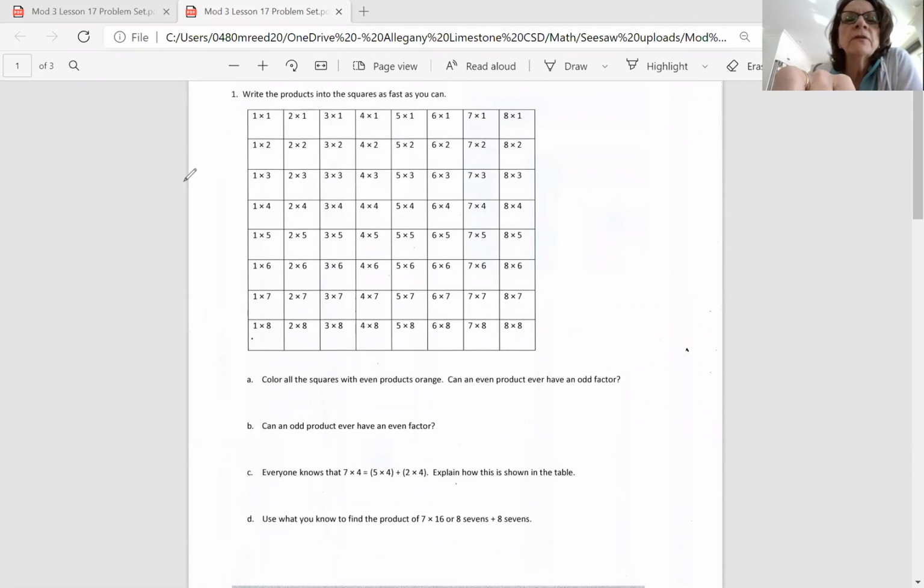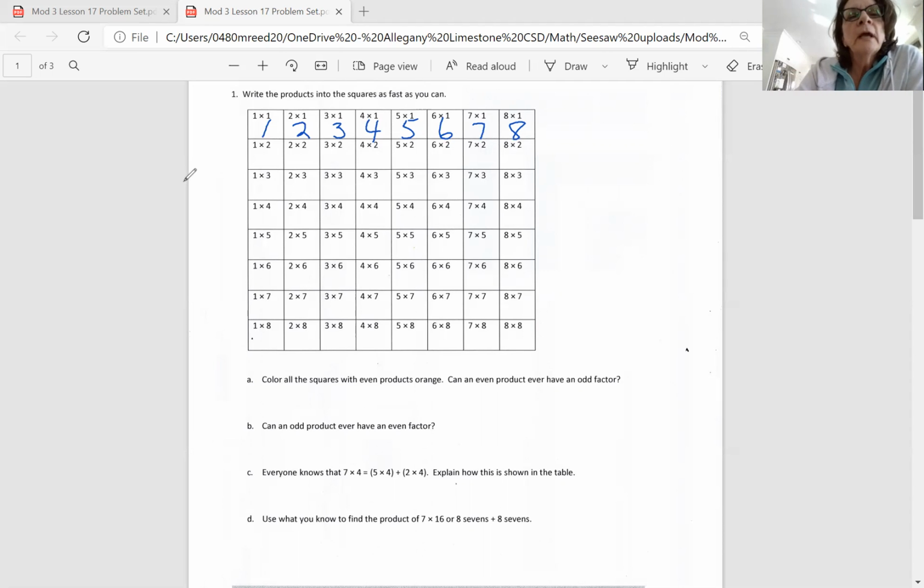If we go across the first row, we have 1 times 1, which is 1, 2 times 1, which is 2, 3 times 1, which is 3, 4 times 1, which is 4, 5 times 1, which is 5, 6 times 1 is 6, 7 times 1 is 7, 8 times 1 is 8. So all of those were our ones. And so we counted by 1 going across. Let's look at our second row.